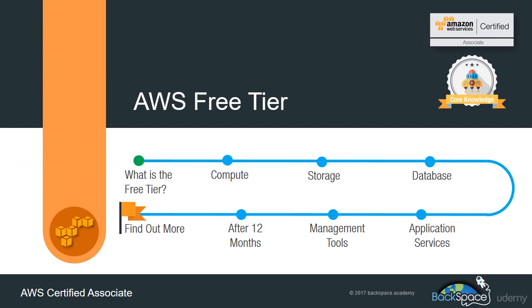Throughout this course we're going to be using a lot of different AWS services, and normally that would incur a cost. So I'm going to talk about the AWS Free Tier, and what that does is allow us, for a period of 12 months after we first sign up for an AWS account, to use a lot of these services that we're going to be using throughout the course, for free within certain limits.